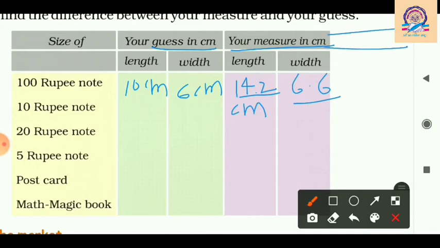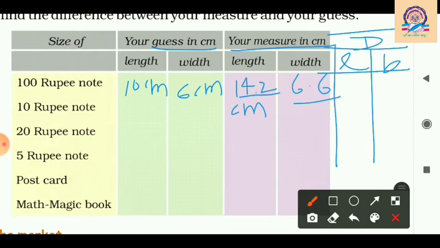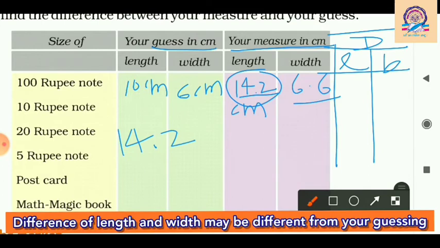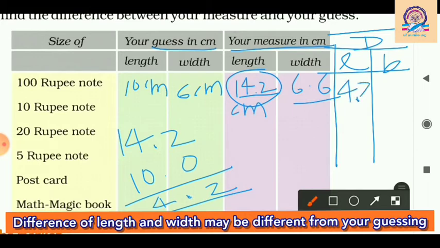So next column is the column of difference. So we have to subtract. First we have to make two columns, length and breadth. Okay, in length column we have to write the difference of 14.2. Let me subtract these numbers, and 10 means 10.0. Now 2 minus 0 it is 2 and 14 minus 10 it is 4, and bring down the decimal point, 4.2 centimeter. So let me write, the difference is 4.2 centimeter.